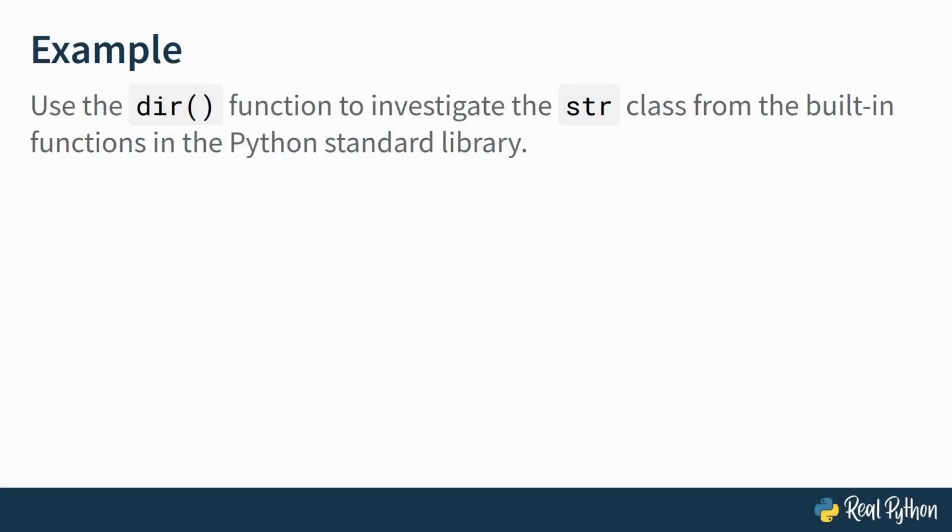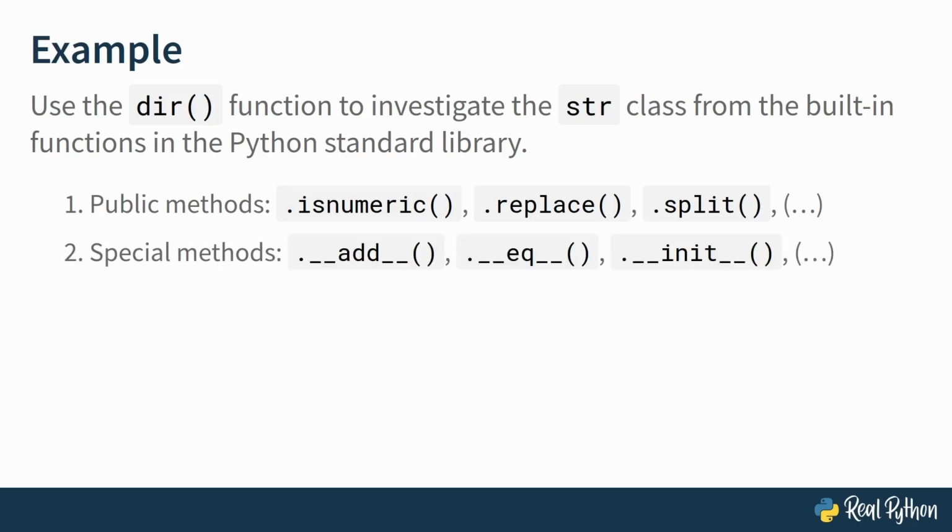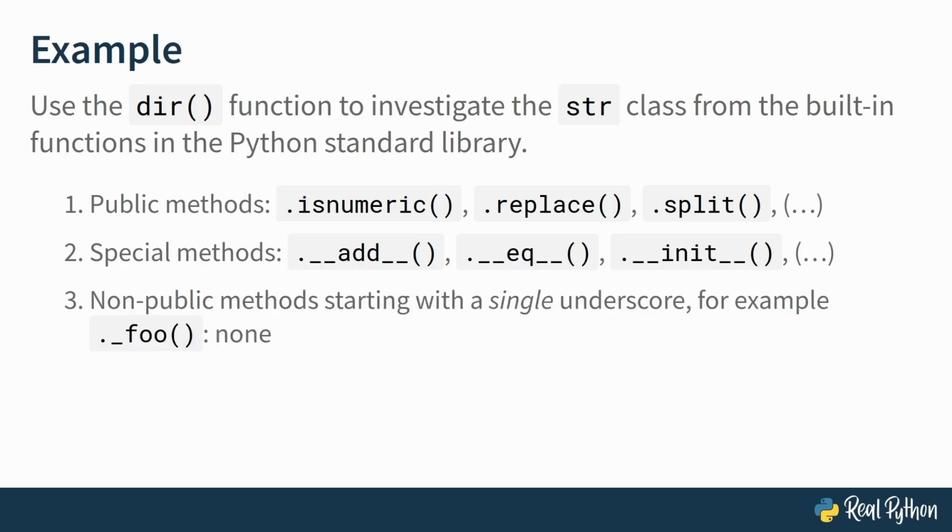So what have you learned from the dir example, or the str example? There were some public methods there: isnumeric, replace, split, so they don't start with an underscore. There were special methods there too, like __add__. That's quite a tongue twister. So that's double underscore add double underscore, or a dunder method. We will talk about those in more detail later in the course, but there were a few of those with two leading and two trailing underscores. Were there any non-public ones starting with a single underscore?